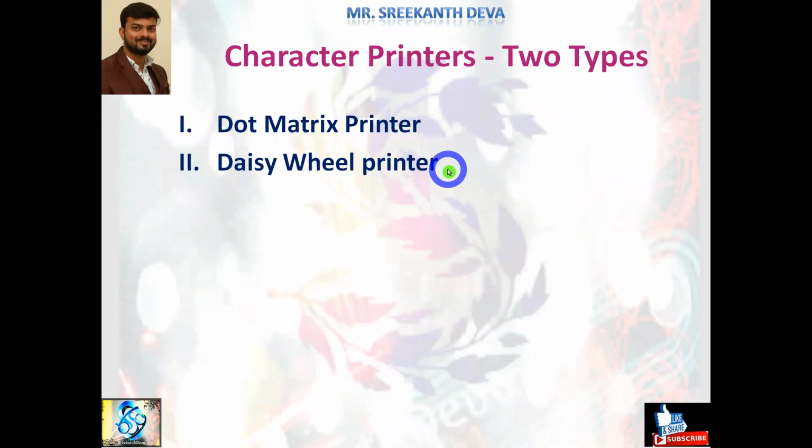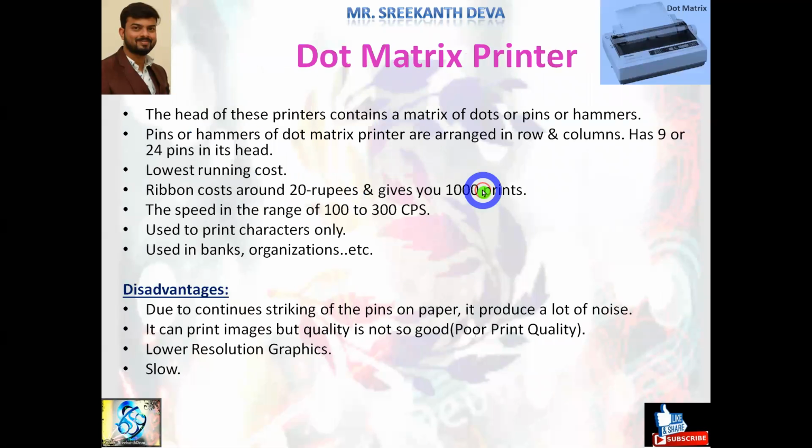Character printers are further divided into two types. One is called the dot matrix printer, another is called the daisy wheel printer. These two are character printers only. Observe, what is this dot matrix printer? A dot matrix printer looks like this.